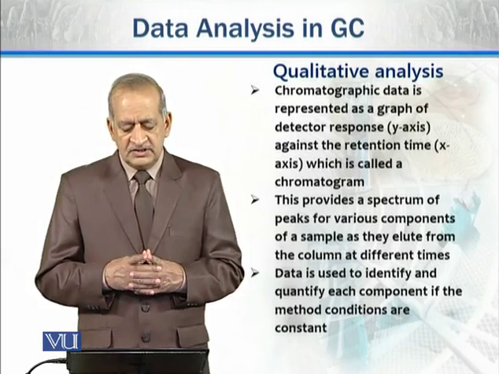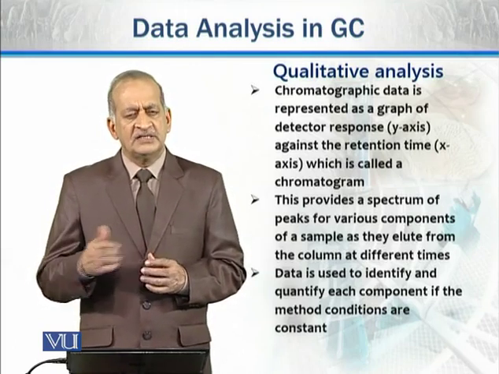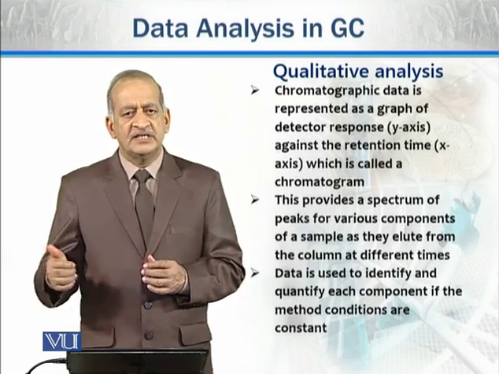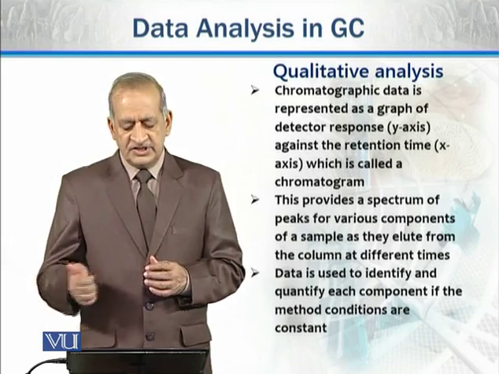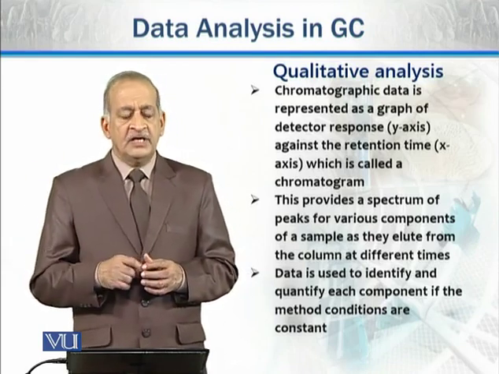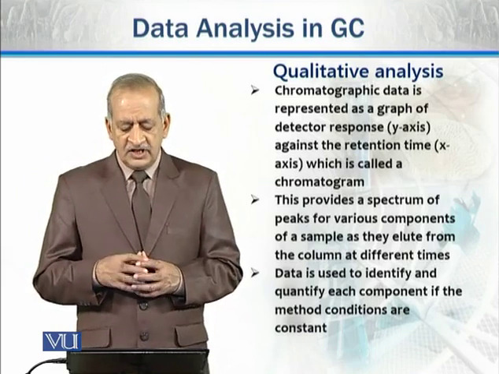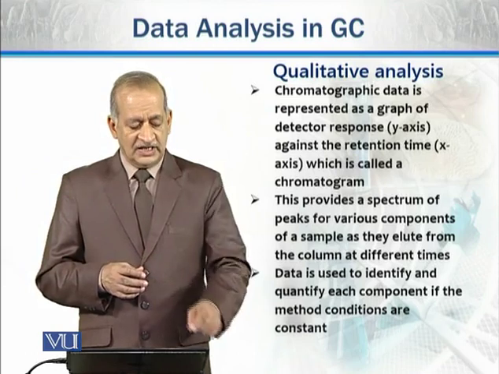This provides a spectrum of peaks for various components of a sample as they elute from the column and enter into the detector. So we get different types of peaks with the passage of time, and this data is used to identify and quantify each component if the method conditions are constant.